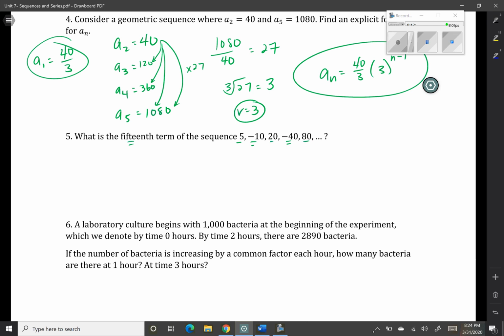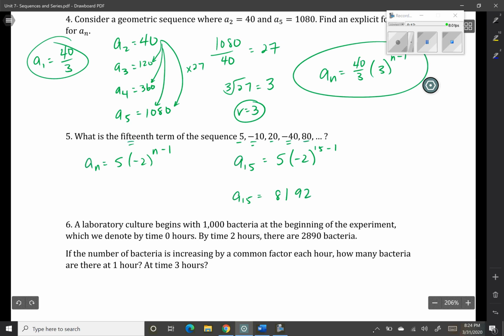So if we go through, we can figure out any term of the sequence; the explicit formula is 5 times negative 2 to the n minus 1. So if I want to find the 15th term of the sequence, I would say 5 times negative 2 to the 15 minus 1. If I plug that into my calculator, I wind up getting 81,920. Notice it's positive. If I asked you to find the 16th term, it would be a negative number and it would be a little bit bigger than that one.